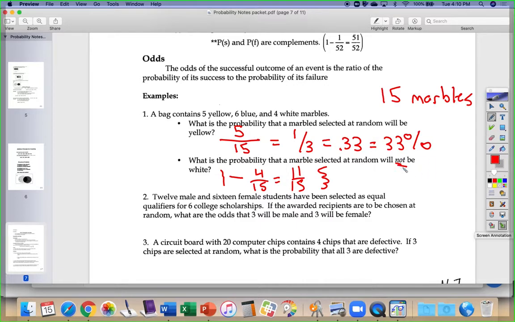So to say not white could also have been, oh, it's going to be yellow, which is 5 out of 15, or, which in probability means add, we looked at that earlier today, add, or blue, 5 plus 6 out of 15 for a total of 11 out of 15. However your brain thinks about this problem is fine with me.